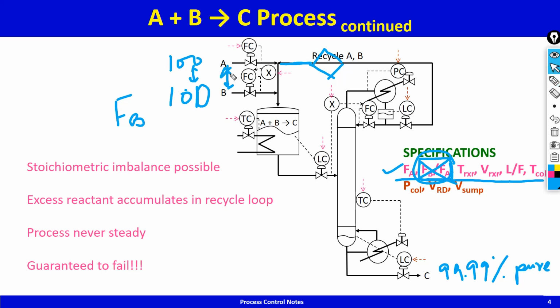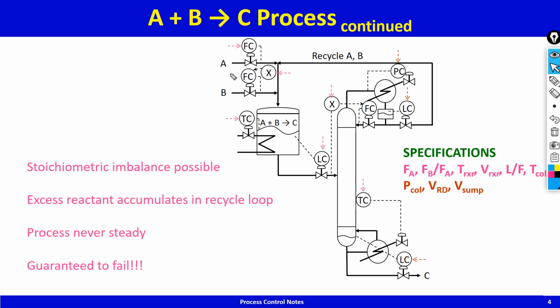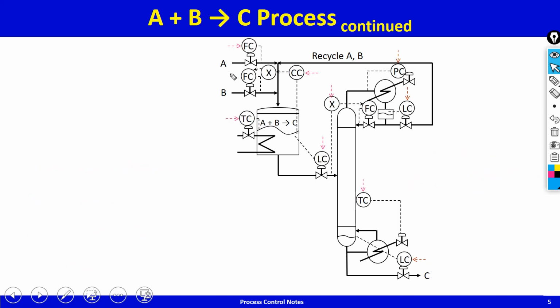Okay, now let's keep going forward. So now we realize that the problem is stoichiometric imbalance. All the other balances are closed properly, but the stoichiometric feed imbalance is not being closed, and so we need a loop to close that imbalance. So what we do next is put in a composition controller.